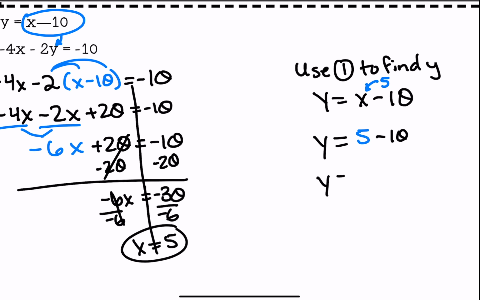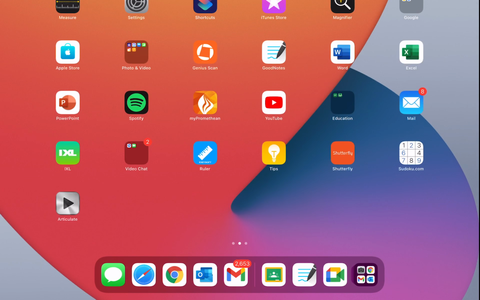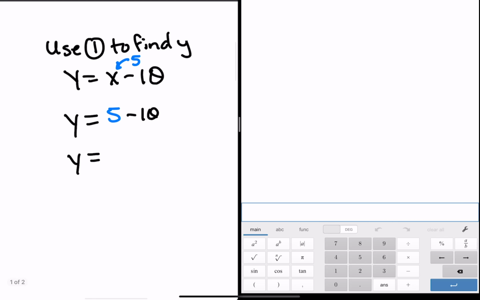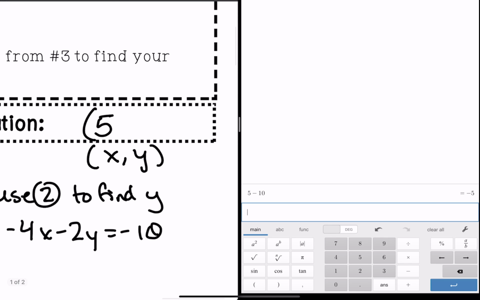This gives us y equals, I'm going to check in my calculator. This is the best calculator. All right, so I'm going to type that in. So we got 5 minus 10, negative 5. All right, so y's number is negative 5. So I'm going to write that. We know that y's number is negative 5.